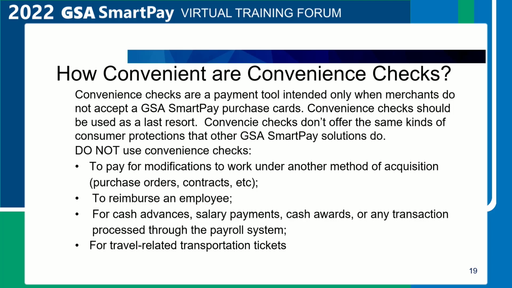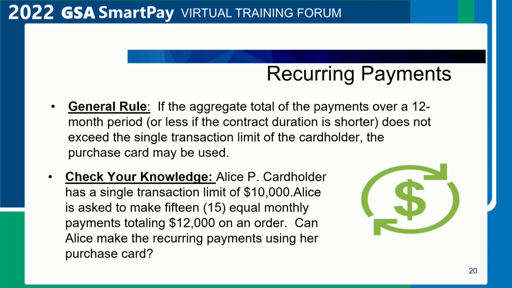Recurring payments. The general rule of thumb is that when you have recurring payments, you may use the purchase card to make those payments if the aggregate total of the payments over a 12-month period does not exceed the single transaction limit of the cardholder. That's a little bit of a tongue twister, so we'll get into an example. Again, payment officials who are delegated higher authority for payment purposes will be subject to the policies of the agency. So let's discuss an example.